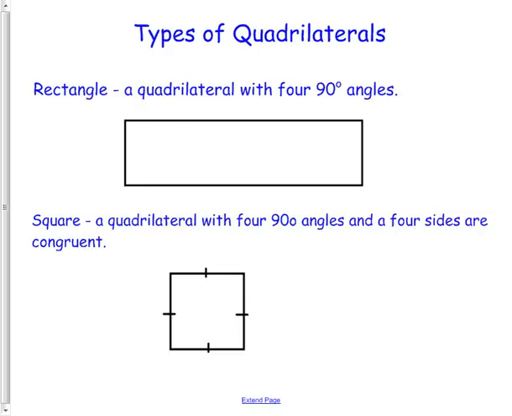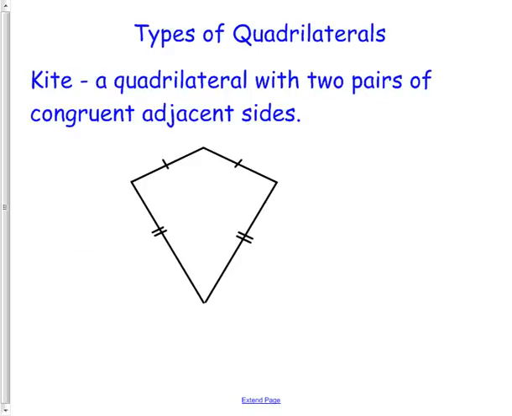Okay, and then one more type of quadrilateral. This is called a kite. And so a kite is a quadrilateral with two pairs of congruent adjacent sides. So that means the two top sides are the same, and then these two bottom sides are the same. They're congruent. Okay, so that is a kite. This is different than anything else.